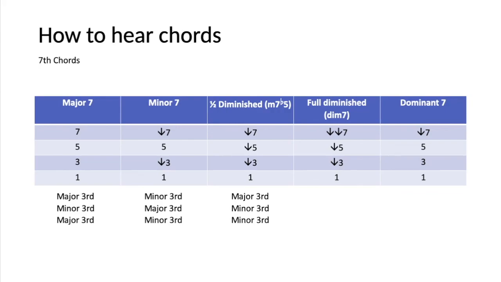apologies, that was an incorrect note. Minor 3rd, minor 3rd, major 3rd. Apologies for that. Full diminished is all minor 3rds. Minor 3rd, minor 3rd, minor 3rd. And the last one, the dominant 7. Major 3rd, minor 3rd, minor 3rd.